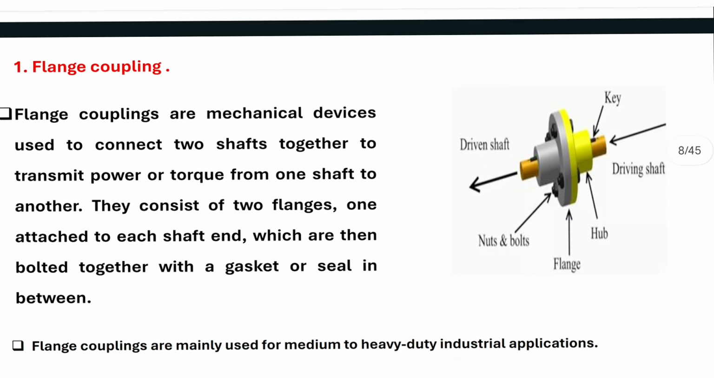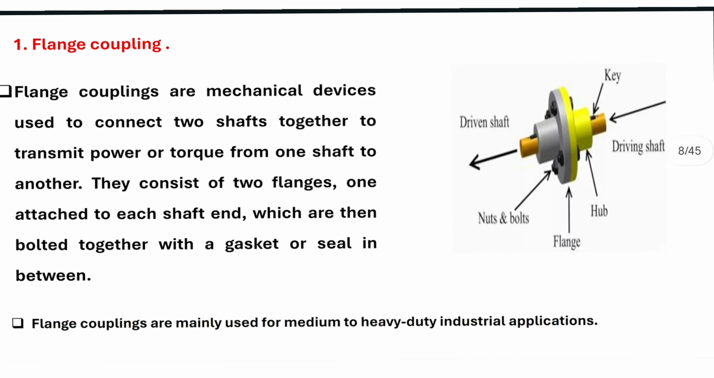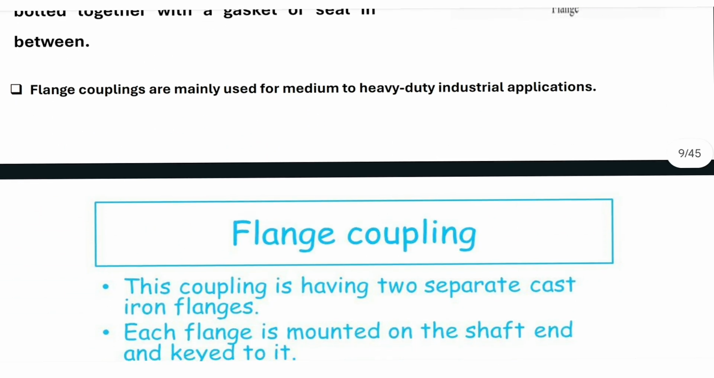So let's get the rigid coupling. First is flange coupling. What is flange coupling? Flange couplings are mechanical devices used to connect two shafts together to transmit power or torque from one shaft to another. They consist of two flanges, one attached to each shaft end, which are then bolted together with a gasket or seal in between. Okay, flange couplings are mainly used for medium to heavy duty industrial applications.